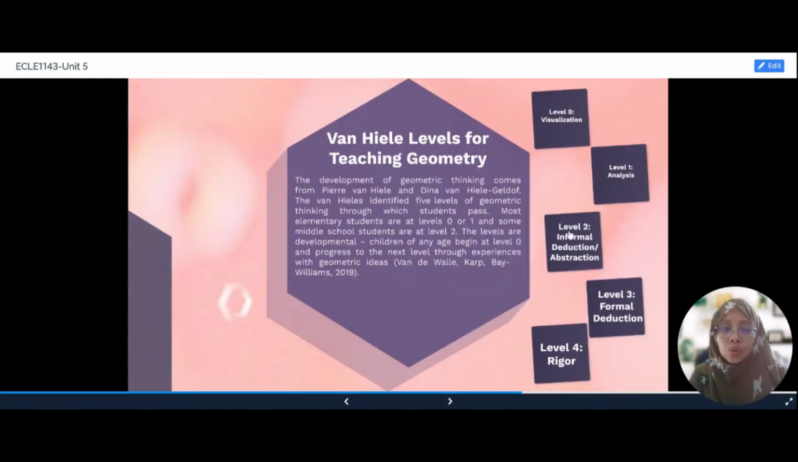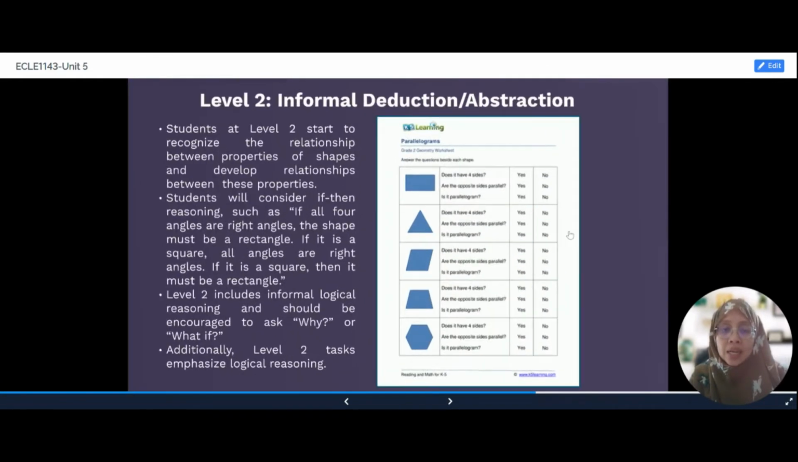And level 2, informal deduction and abstraction. They can compare, and actually preschoolers can reach this with simple activities like this. But when it comes to the advanced level of informal deduction and abstraction, it is more about defining or not defining things that relate to shape properties.